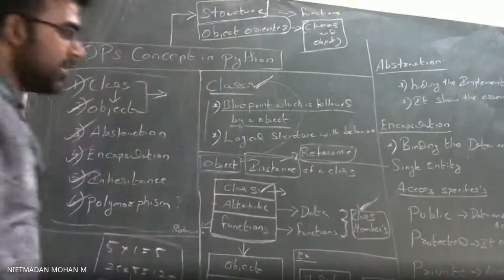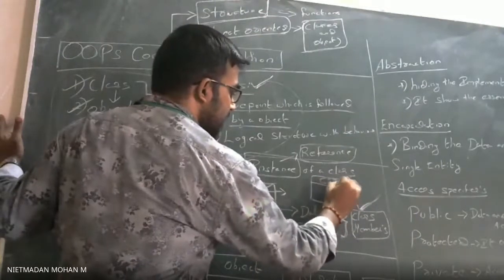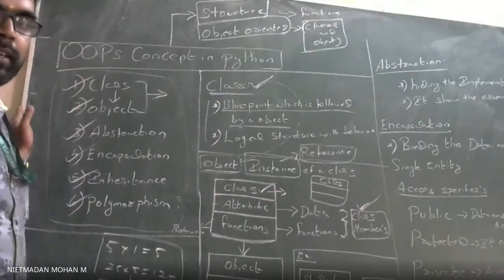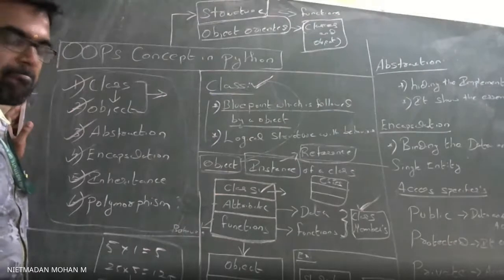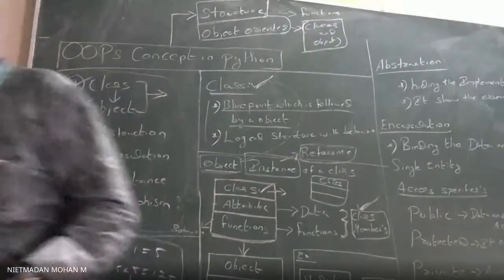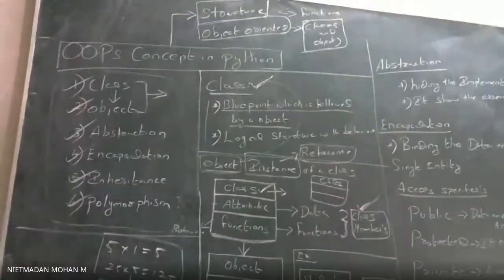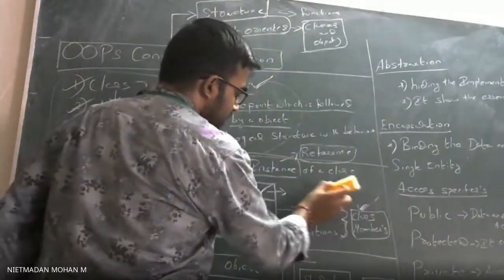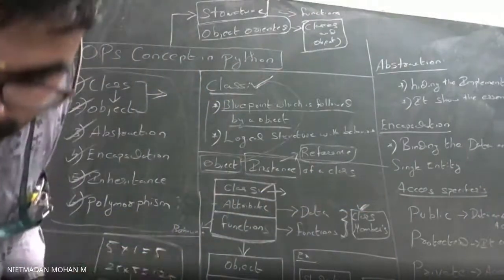I will give you an example. Say CSBS is your class, right? You just take an example. What are the attributes? What is the data in CSBS? Okay, don't get confused. I will give you an example after this. So these are the class members.